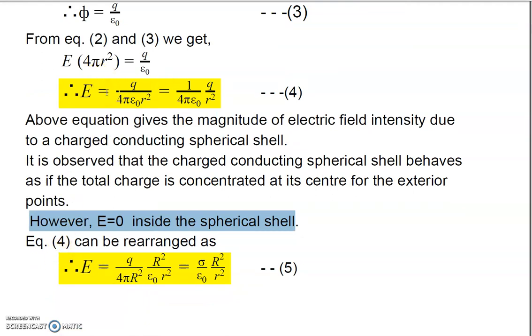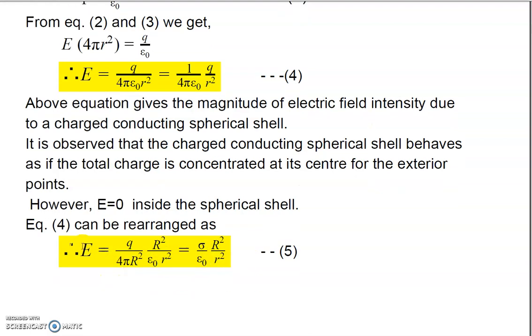Now that same equation number 4, I can rewrite and rearrange the terms as q divided by 4 pi capital R squared into capital R squared upon small r squared. I'm just introducing this capital R squared term in the right hand side of equation number 4, multiplying and dividing by capital R squared, and then I find that this entire value q divided by 4 pi capital R squared is actually equal to the term sigma. So it gives me sigma upon epsilon 0 into capital R squared upon small r squared.